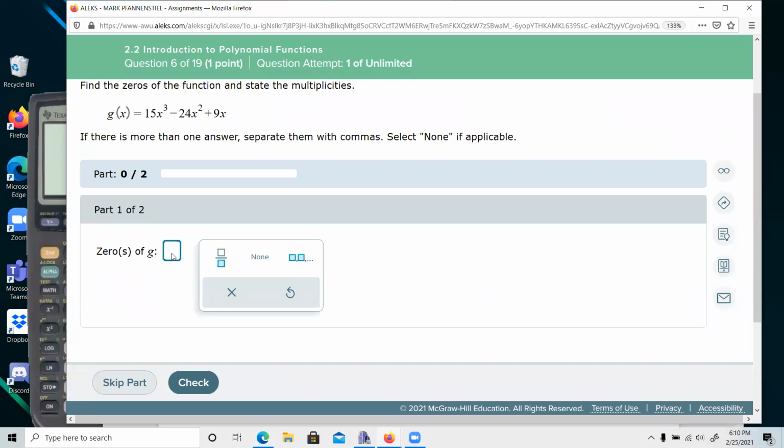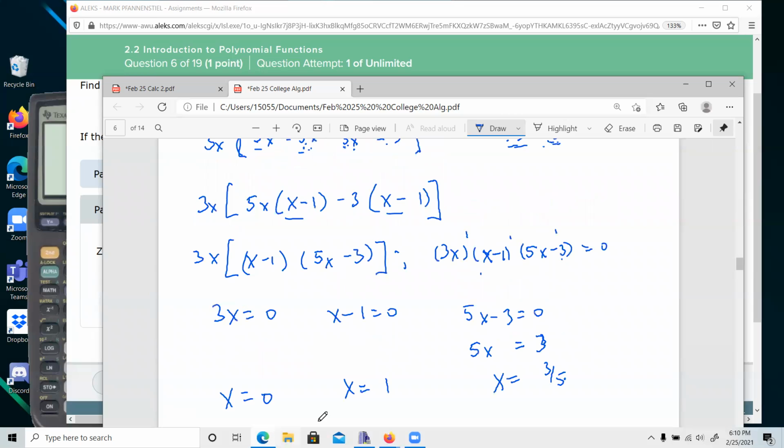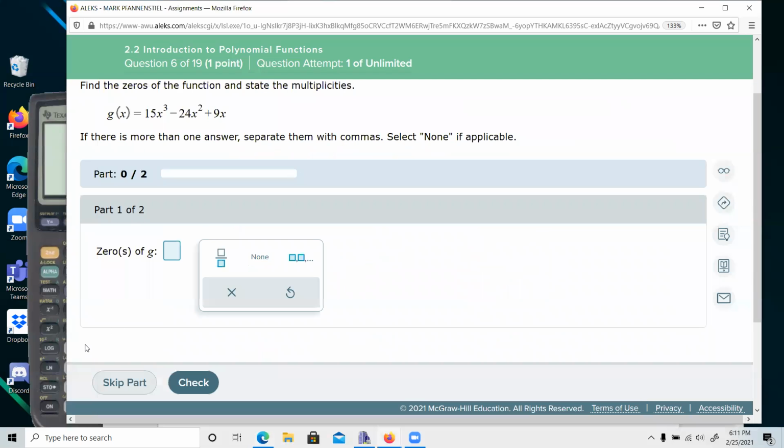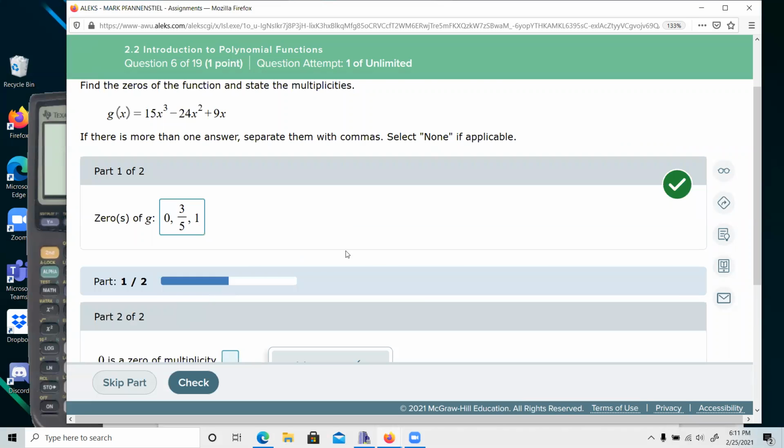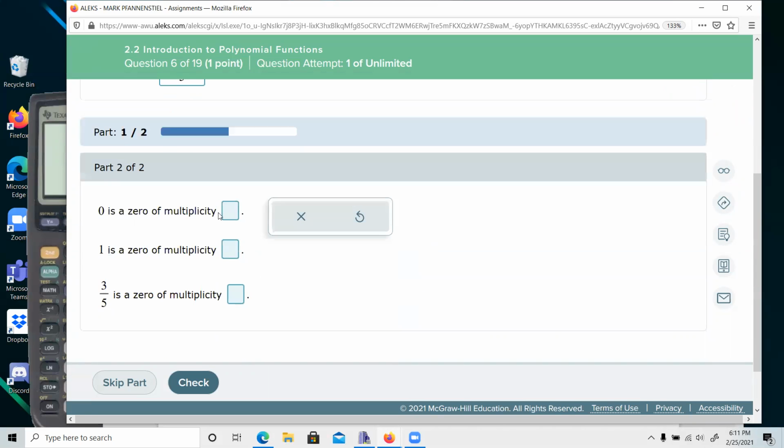So the zeros of g are 0, 3/5, and 1. And they each have a multiplicity of 1. 1, 1, 1.